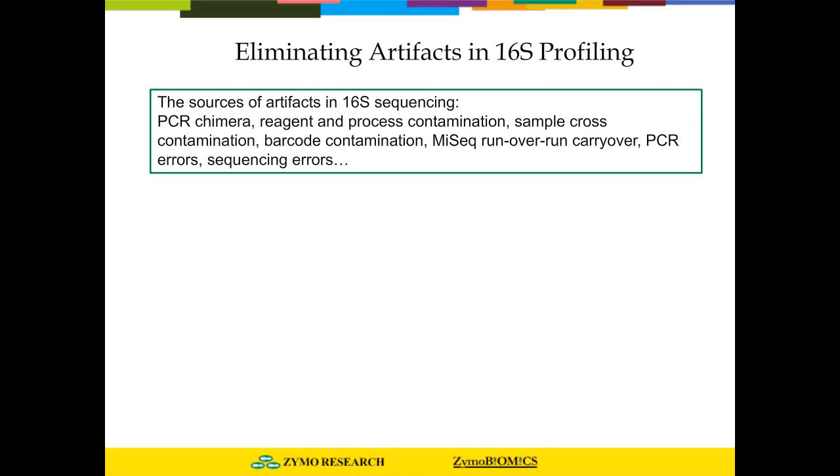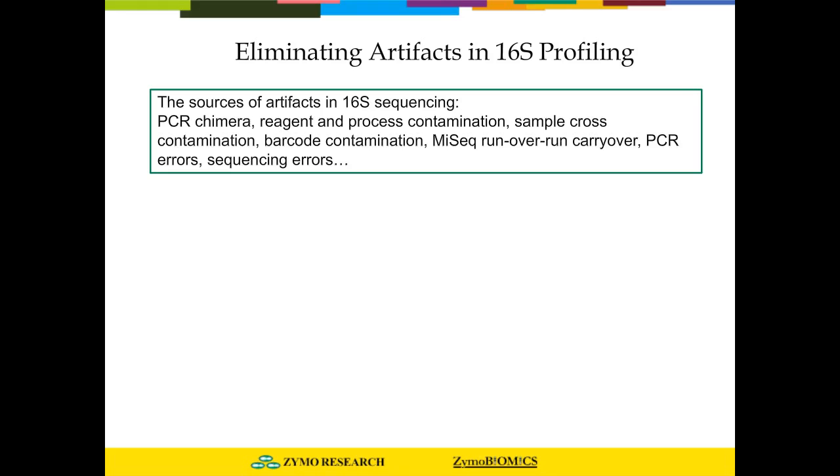In 16S sequencing, normally the more you sequence, the more taxa you will be able to identify. However, many of those taxa might be derived from artifacts in 16S sequencing. The potential sources of artifacts in 16S sequencing can include PCR chimera, reagent and process contamination, sample cross-contamination, barcode contamination, MiSeq run-over-run carryover, PCR errors, and sequencing errors, etc.